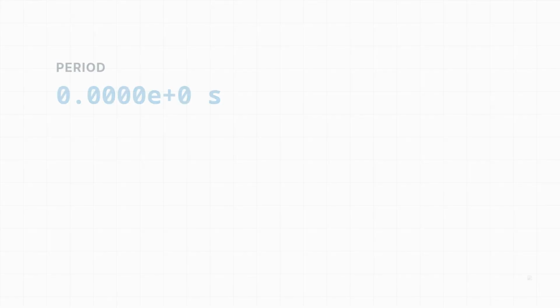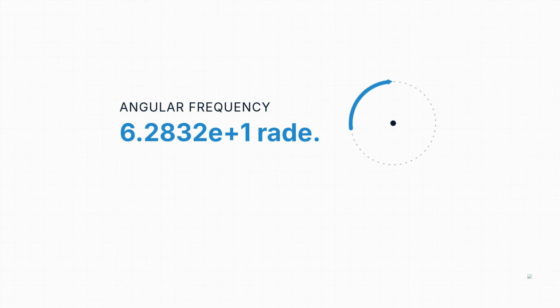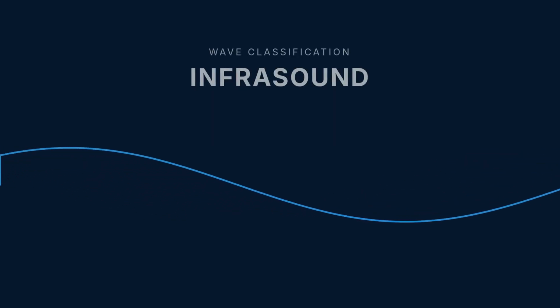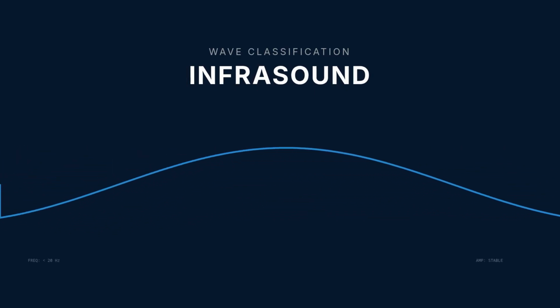After clicking Calculate, the results show period 1.000 E-1 s, which is 0.1 seconds. It also provides frequency 1.000 E+1 Hz, confirming our input of 10 Hz. The angular frequency, 6.2832 E+1 rad/s, tells us this wave oscillates at approximately 62.83 radians per second. Finally, the wave classification identifies this as infrasound or subsonic waves below human hearing.